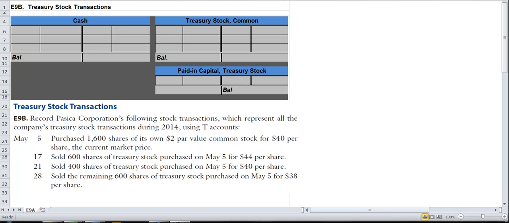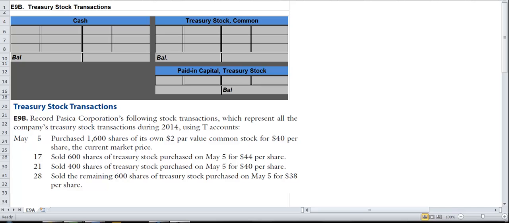In this example, we are looking at treasury stock transactions using T accounts. On the bottom of the screen, you can see the transactions we're going to place into the T accounts at the top of the screen. They are going to include cash, treasury stock, as well as our paid-in capital for our treasury stock.